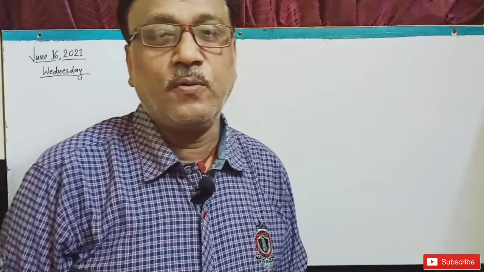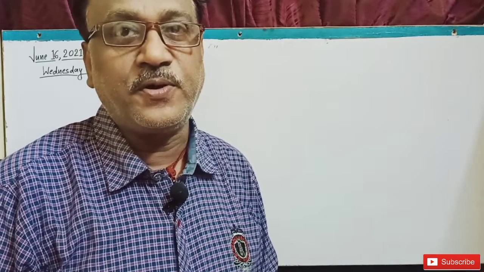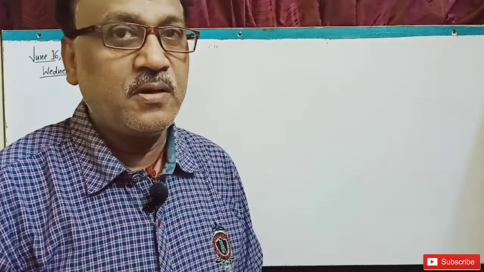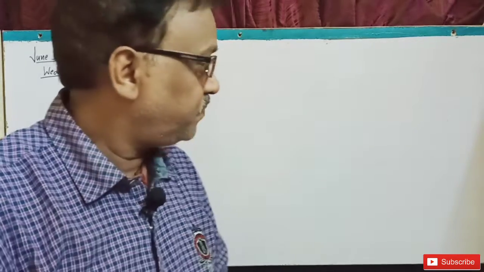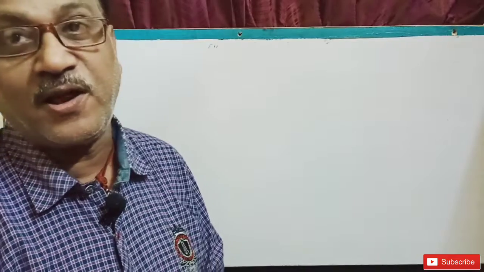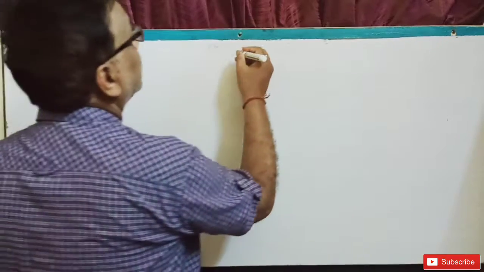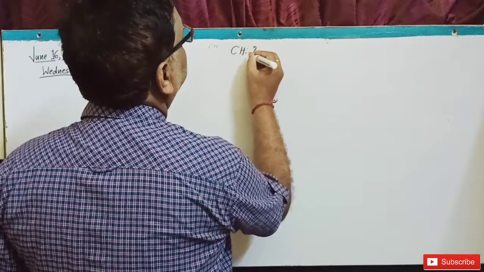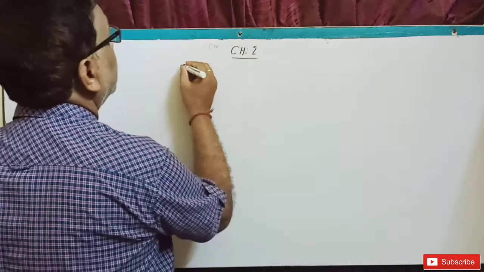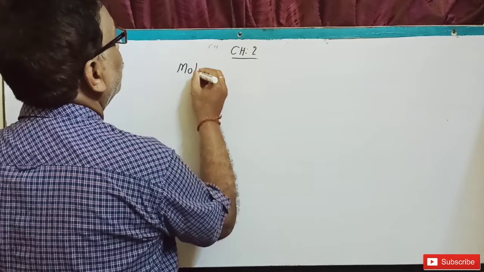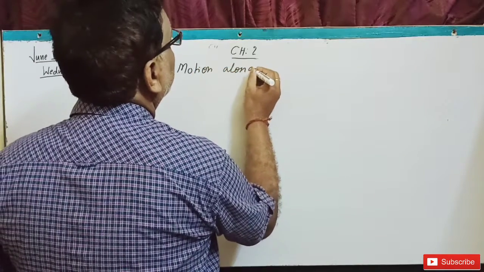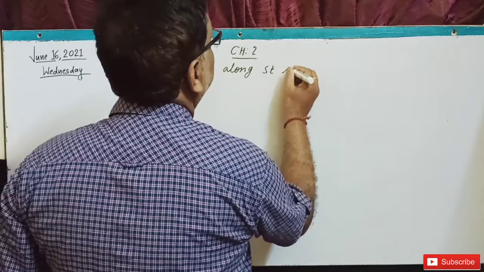Students, now we have started a new chapter for your competitive classes. That is motion along a straight line path. It is the second unit. We have completed the first unit. Motion along a straight line path.